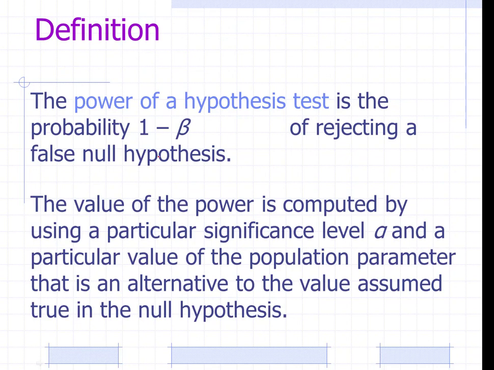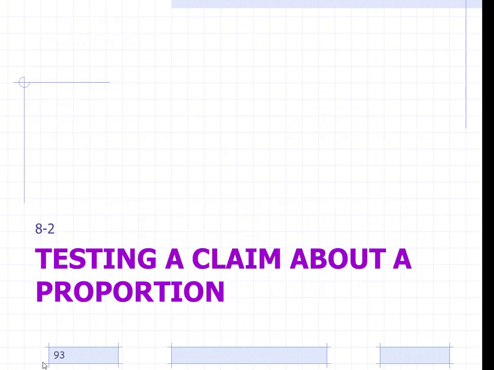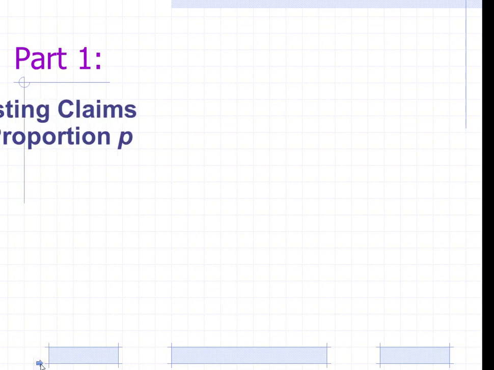Now power is simply 1 minus the probability of making a type 2 error. Specifically testing a claim about a proportion, so let's go on to 8.2. We're going to do the normal approximation method.